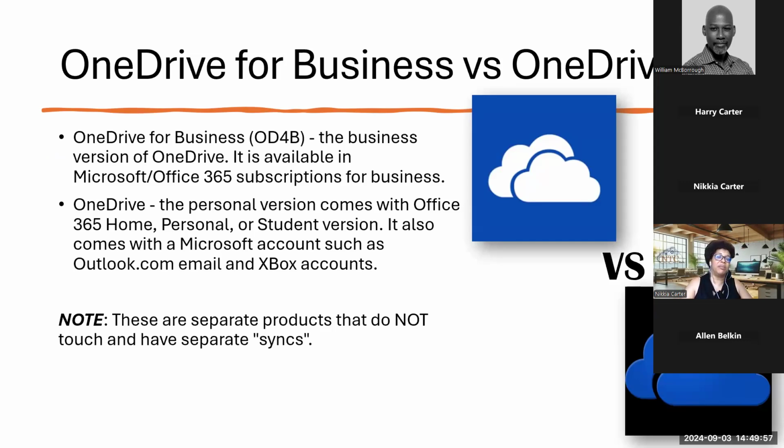It only lives in the Microsoft 365 tenant type subscriptions. And OneDrive Personal is the one that comes with your Office 365 Personal or Office 365 Home or Student version, or comes with certain accounts like a Microsoft account, like Outlook comes with it, as well as Xbox accounts. Now, it's personal for your OneDrive one, and for OneDrive for Business, it's your personal business files. And when I say that, it's the files that you're working on personally for your work, for your business.